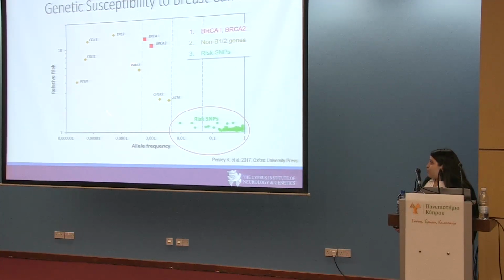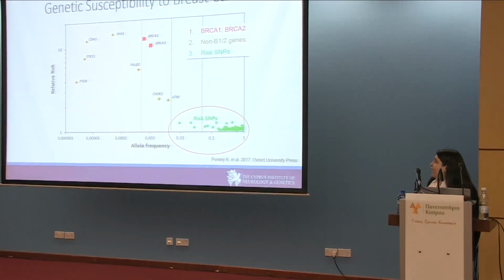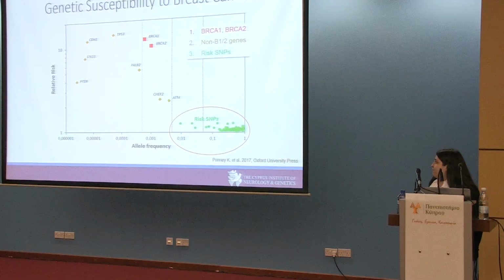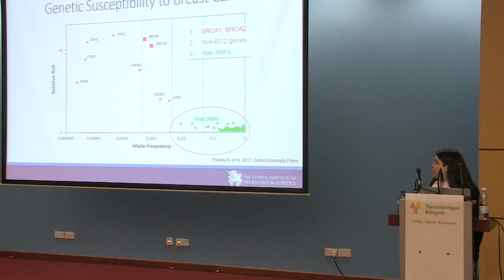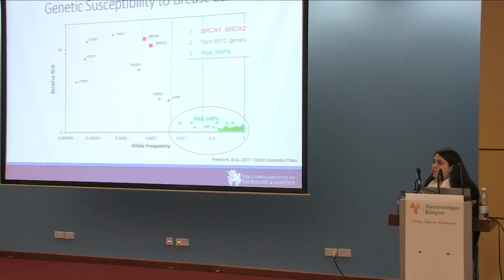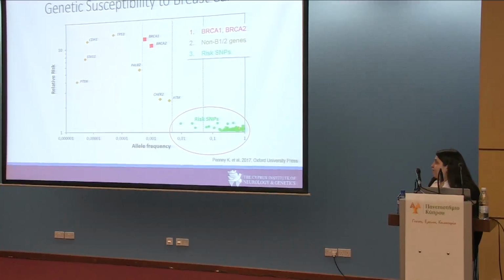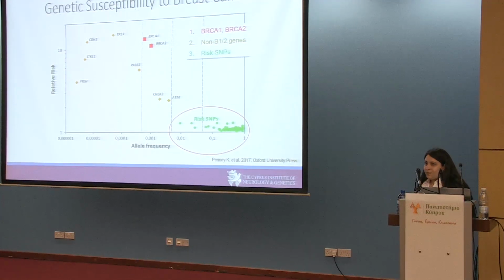Here is a plot which shows the allele frequency versus the relative risk, and as we can see, variants in genes such as BRCA1 and BRCA2 are rare in the population, but they confer high risk of developing the disease. Variants in genes such as CHEK2 and ATM are also rare in the population and they confer moderate risk of developing the disease. And more recently, genome-wide association studies have led to the identification of variants that are common in the population, but they confer low risk of the disease. So individually, these variants cannot be used for the prediction of breast cancer risk.